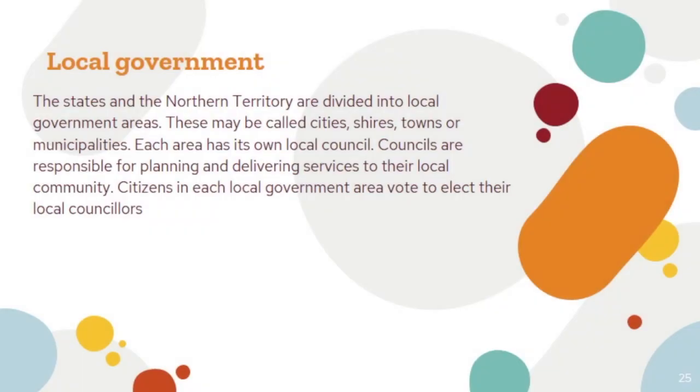The states and the Northern Territory are divided into local government areas. These may be called cities, shires, towns or municipalities. Each area has its own local council. Councils are responsible for planning and delivering services to their local community. Citizens in each local government area vote to elect their local councillors.